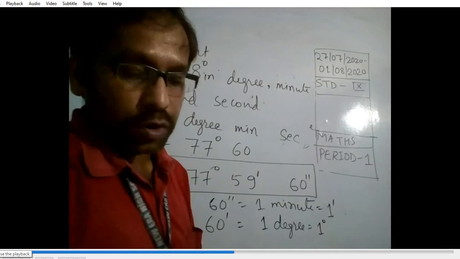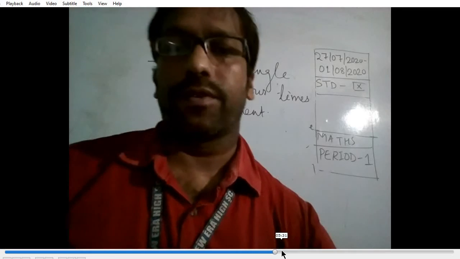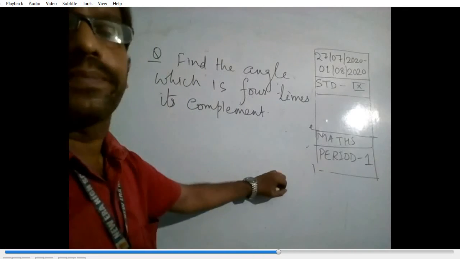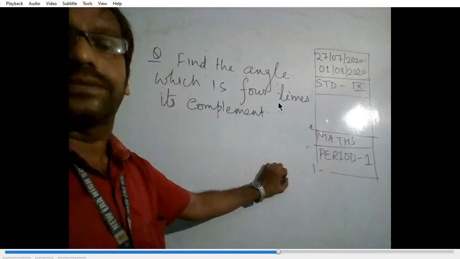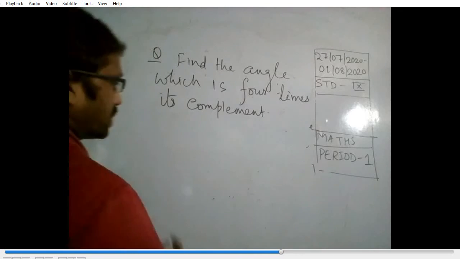Okay, so now in the next question we will discuss complementary angles, saying: find the angle which is 4 times its complement. There are two angles, and both are complements of each other. They are saying that one angle is 4 times its complement. Then see what we can do here.